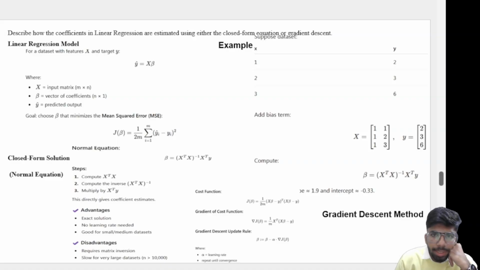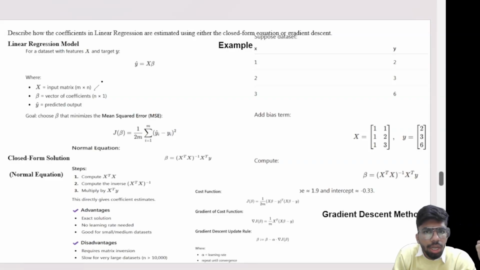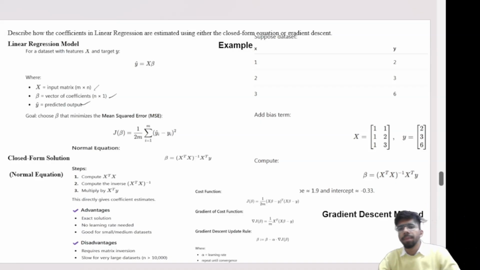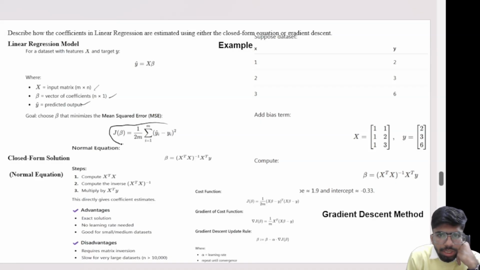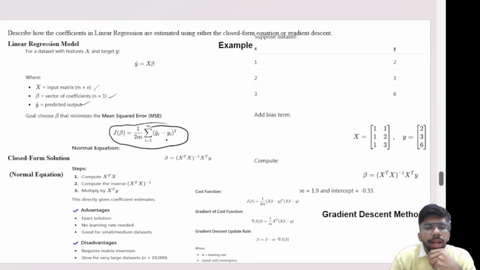Y cap equal to X beta, where X represents the input matrix containing features, beta is the vector of coefficients, and y predicted is the predicted output. The goal of training linear regression is to choose beta such that the mean square error is minimized. On my slide, the cost function is given as the summation of (y predicted minus y actual) whole square divided by 2m. Minimizing this cost gives us the best fitting line.